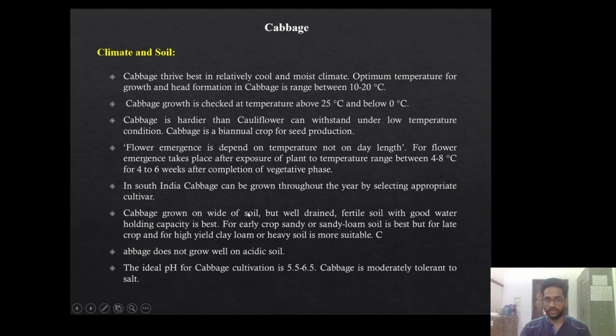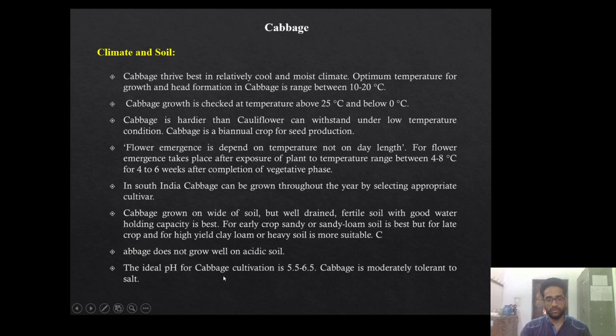Cabbage grows on a wide range of soil, but soil should be well drained, fertile, and with good water holding capacity. Cabbage does not grow well on acidic soil. The ideal pH for cultivation of cabbage is 5.5 to 6.5.